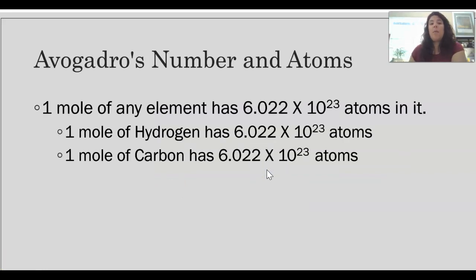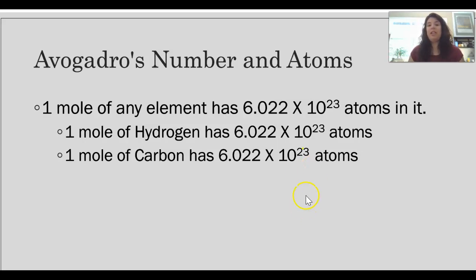So a mole of any single element is going to have Avogadro's number of atoms in it, so 6.022 times 10 to the 23rd atoms in it. So if I have a mole of hydrogen, that means I have 6.022 times 10 to the 23rd atoms in that mole of hydrogen. If I have a mole of carbon, it also has 6.022 times 10 to the 23rd atoms, because that's what a mole is. Now, if I have a mole of nitrogen, 6.022 times 10 to the 23rd atoms in that mole of nitrogen.